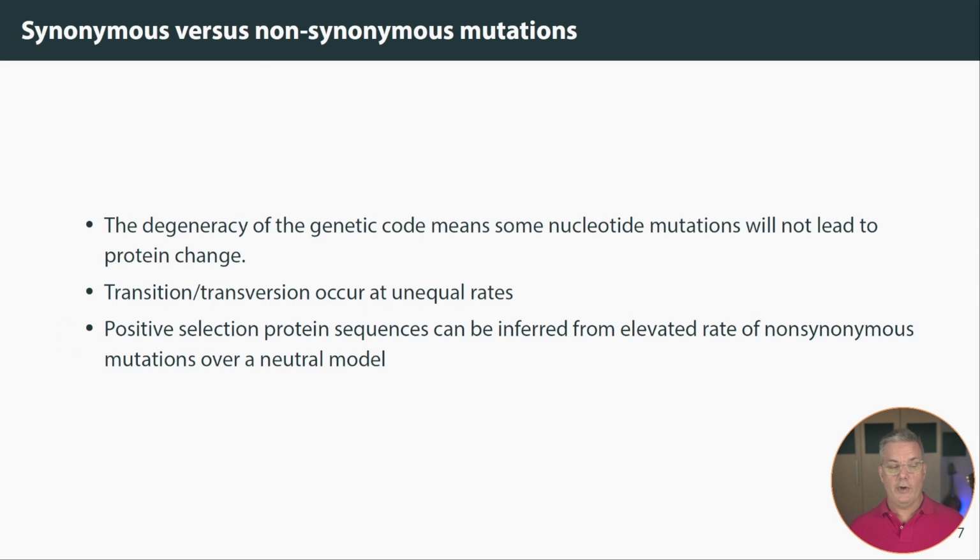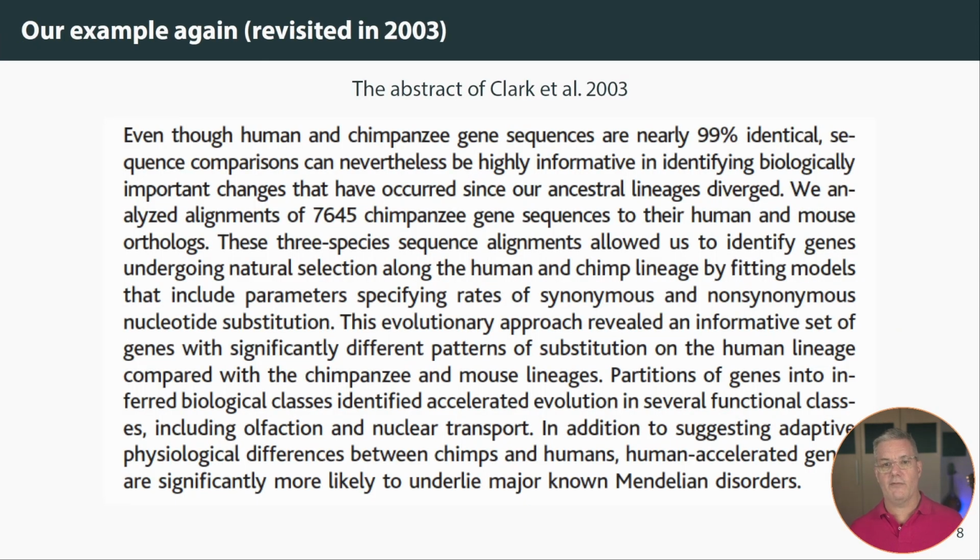But we've already seen that positive selection can be inferred if we see an elevated rate of non-synonymous mutations over the rate estimated from a neutral model. So that was 1969. Let's jump forward to 2003. Here we're looking at humans and chimpanzees, one of the great apes. The DNA sequences are nearly 99% identical.